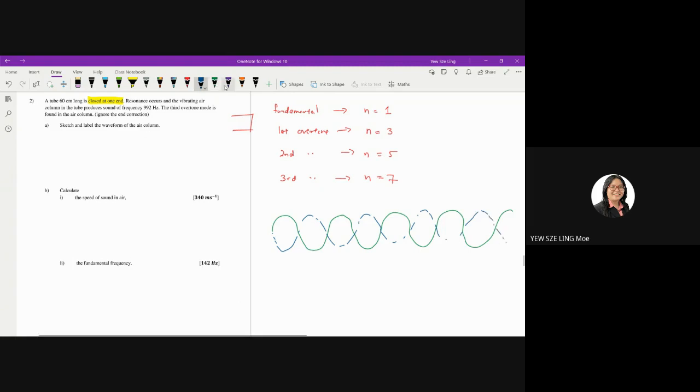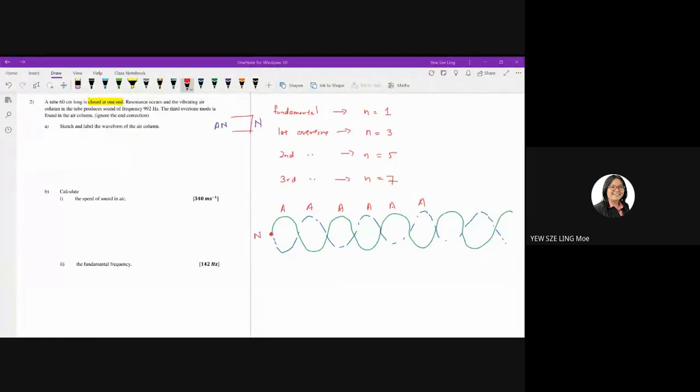Okay, now if you look at the closed-end air column, if you remember the characteristics of the wave, the open end must be an antinode and the closed end should be a node. So let us begin with a node, and then I'm going to label the antinodes first. So A, these are all my antinodes. Okay, so how many antinodes should I include in my diagram?